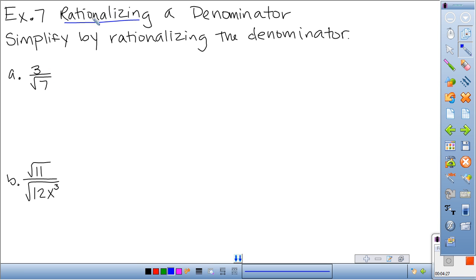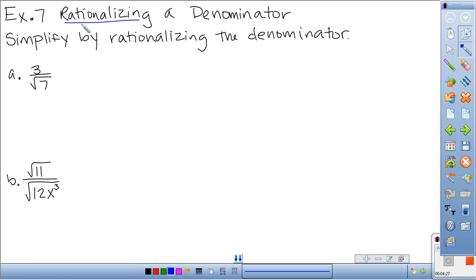So what we mean by rationalizing the denominator is to get this radical out of the denominator. We cannot ever leave a radical in the denominator. Just like you can't divide by 0 because the world will explode, you can't divide by the square root of 7 for the same reason. So we need to get rid of the square root of 7.